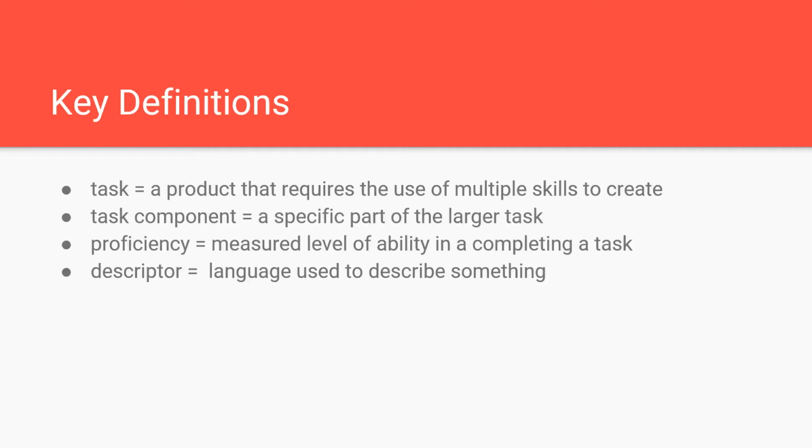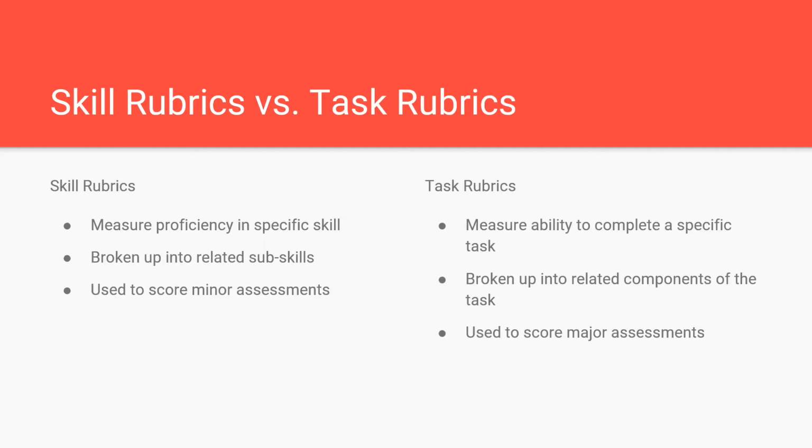Some key definitions for this video. A task is a product that requires the use of multiple skills to create. A task component is a specific part of the larger task. Proficiency is the measured level of ability in completing a task, and a descriptor is just the language used to describe something. Here are the key differences between skill rubrics and task rubrics.